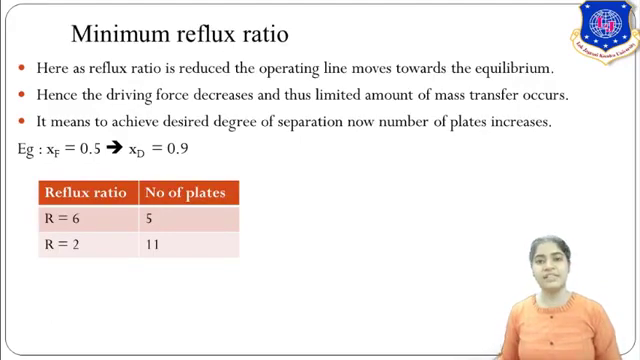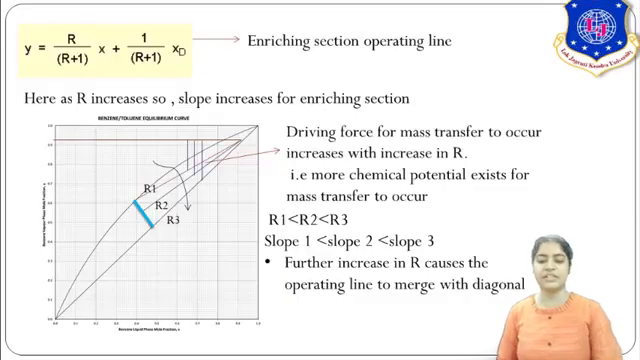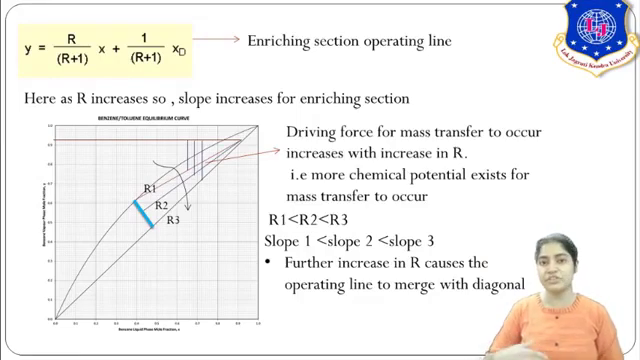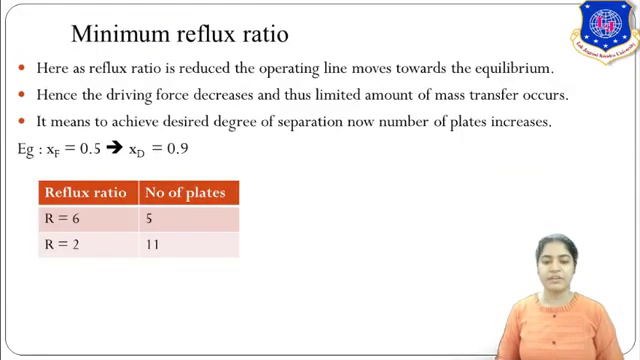Of course, this is the opposite of your total reflux. Here, as the reflux ratio is reduced, your operating line moves towards the equilibrium curve. So from the figure you can say that the R1 value shows the minimum reflux condition, because here the operating line has shifted towards your equilibrium curve. Hence the driving force decreases and thus a limited amount of mass transfer occurs.